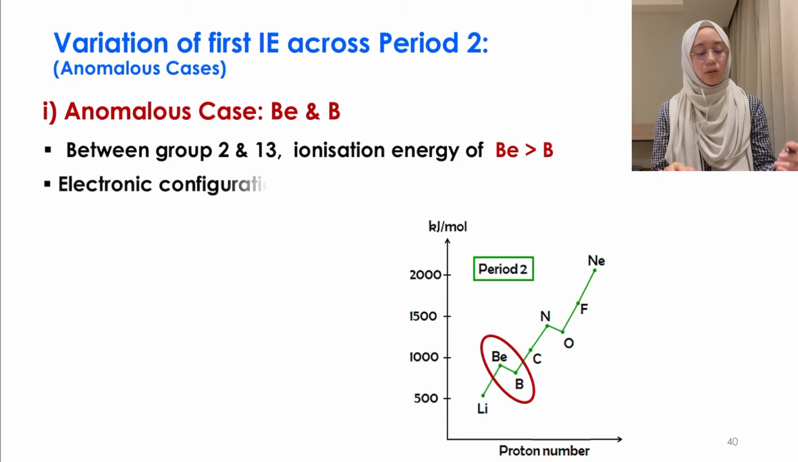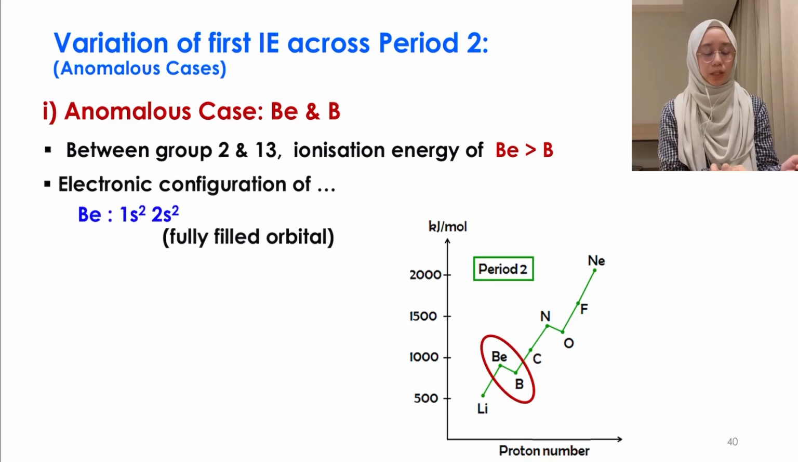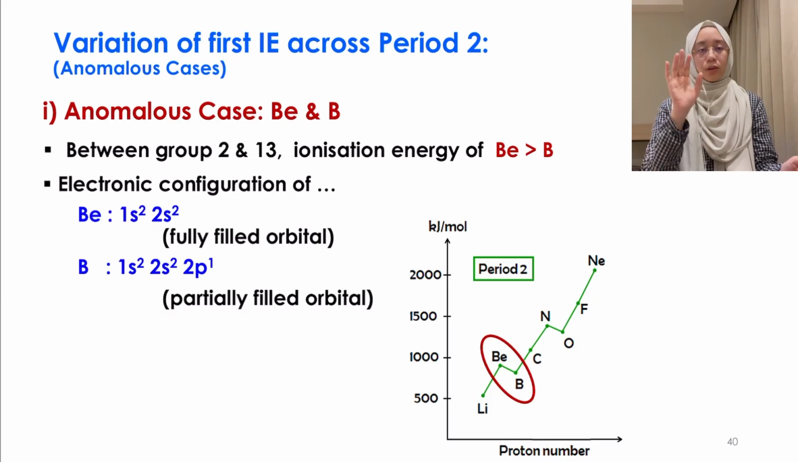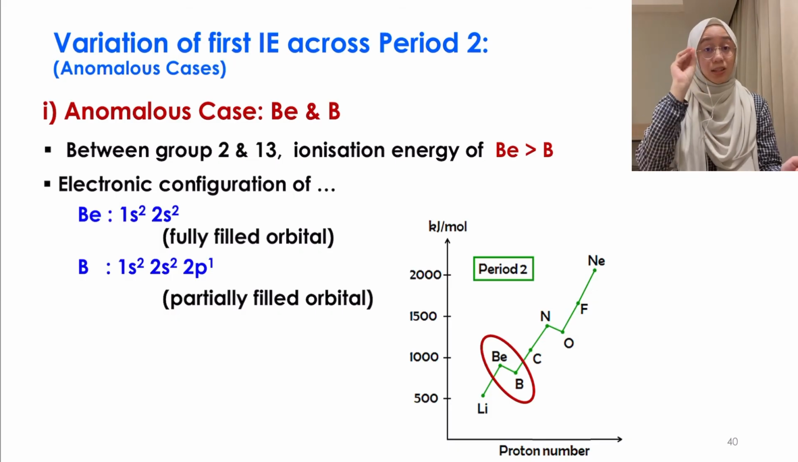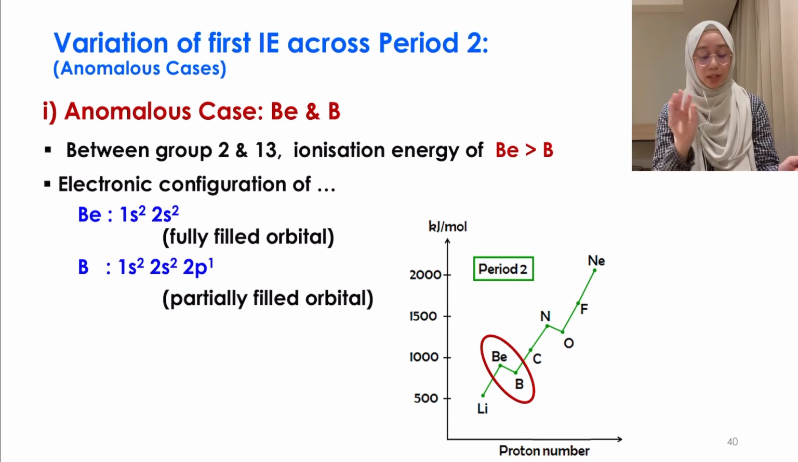Okay, so electronic configuration of beryllium is 1s2 2s2. Abaikan dulu yang fully filled ni, nanti kita pergi ke situ. Dan untuk boron pula, it is 1s2 2s2 2p1. So ini dikatakan sebagai partially filled orbital. Okay, we are focusing on the very last orbital. Bermaksud beryllium ni the highest orbital yang kita isi adalah 2s. Untuk boron pula the highest one is 2p. Okay, kita fokus dengan yang highest orbital sahaja.